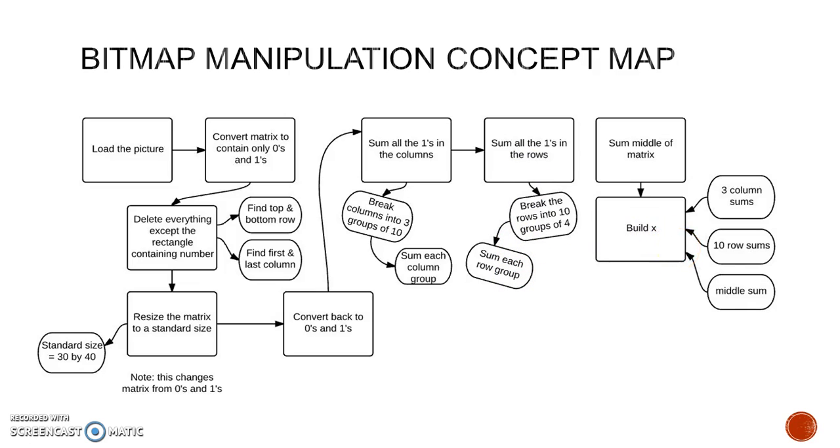And then we're going to sum the middle of the matrix, and then all that builds X, and our outputs are going to be 3 column sums, 10 row sums, and a middle sum.